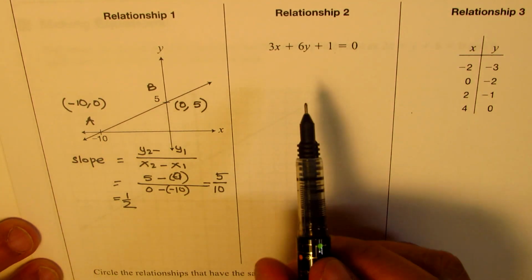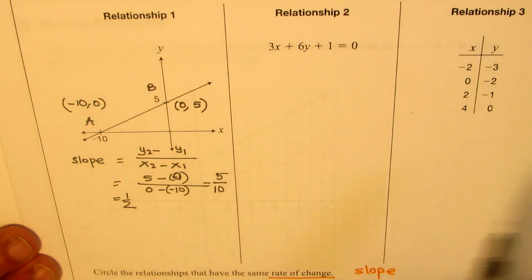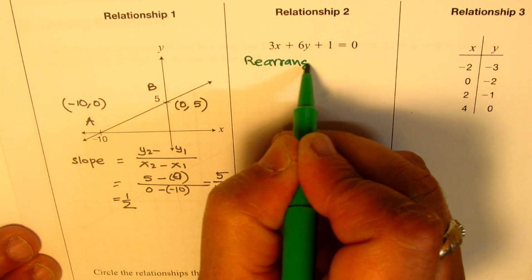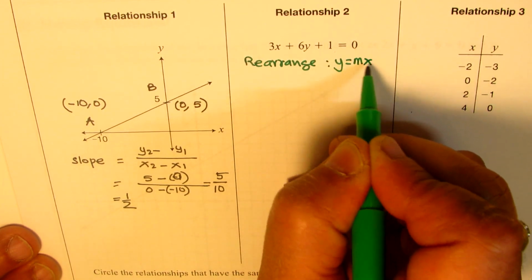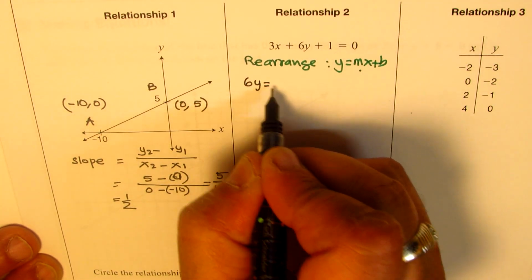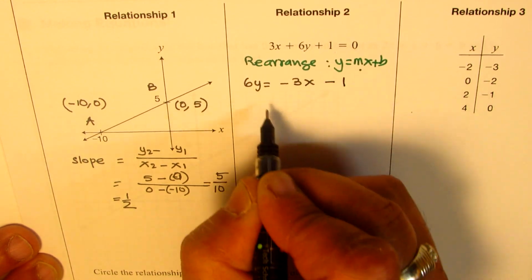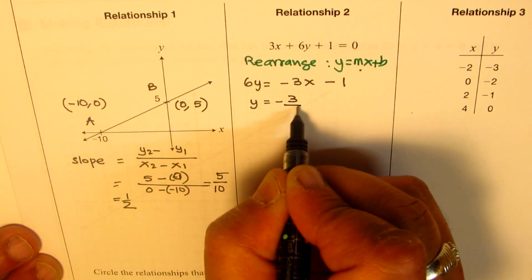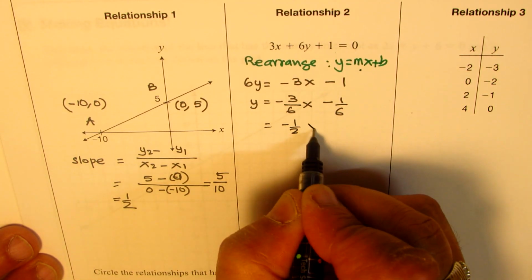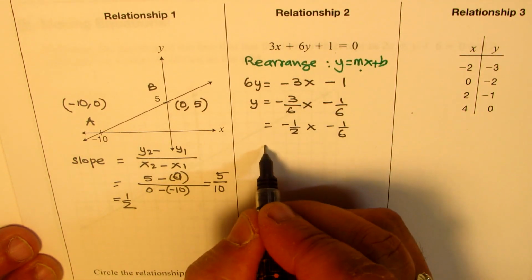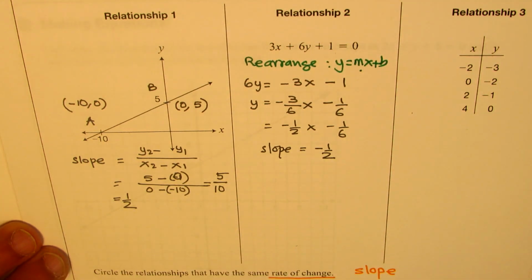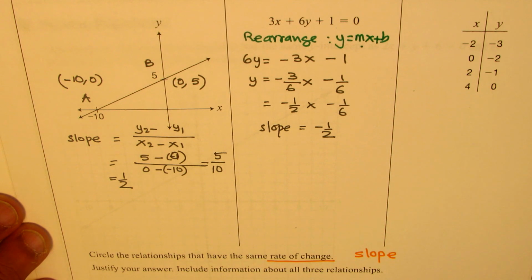Now let's see what is the slope in the second case. Let us rearrange this equation in the form y equals mx plus b, so we can read the slope, correct? So we get 6y equals minus 3x minus 1. y equals minus 3 over 6 x minus 1 over 6, which is minus half x minus 1 over 6. So in this case, the slope is equal to minus half. It is not the same, right? In the first case, it was plus half.